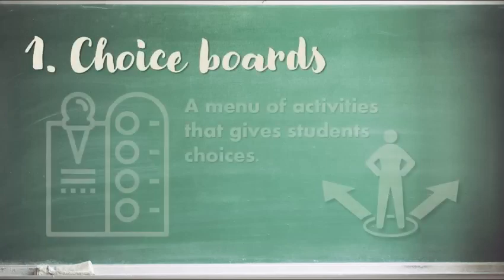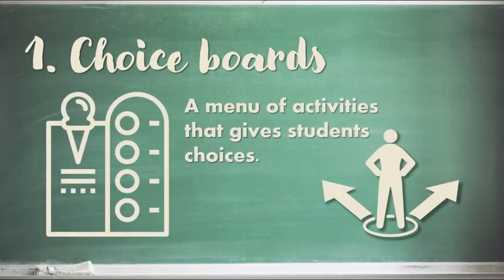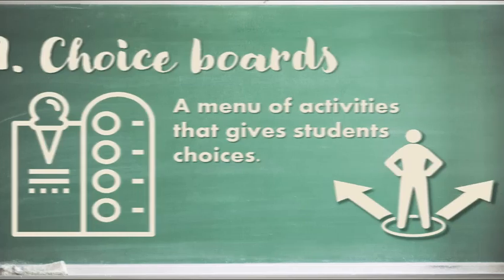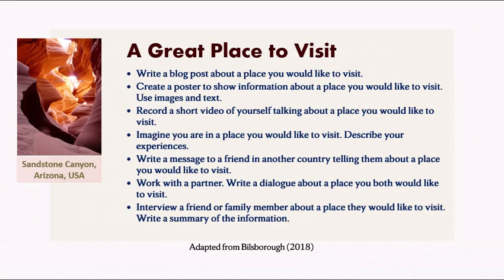One way to encourage autonomy with your LEPs, and all your students for that matter, is to use choice boards. Choice boards are lists of activities or tasks that give students different choices about how they're going to demonstrate knowledge or skills, kind of like a menu in a restaurant. Here's an example of a choice board for task options adapted from Catherine Billsborough, an experienced English language teacher and materials writer. These task options are all designed to get students to talk or write about a place they or someone else would like to visit.